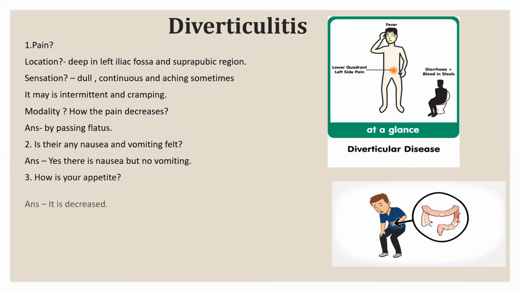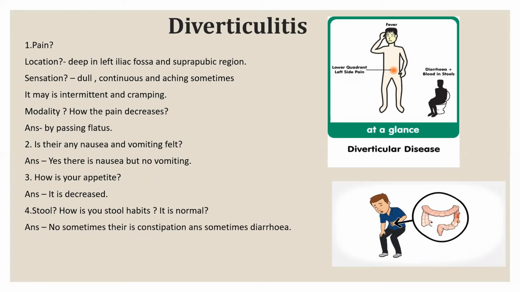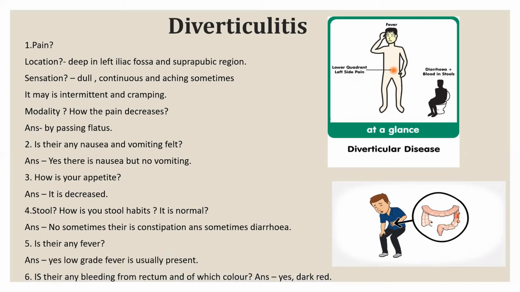How is your appetite? We'll ask the patient. Patient will say it is decreased. Stool, how are your stool habits? Is it normal? Patient will say no. Sometimes there is constipation and sometimes diarrhea. Is there any fever? Yes, low grade fever is usually present. Is there any bleeding from rectum and of which color is the blood? Yes, the blood is of dark red color.